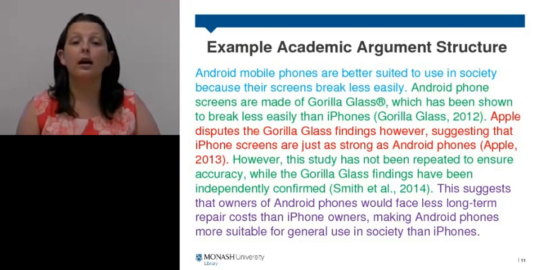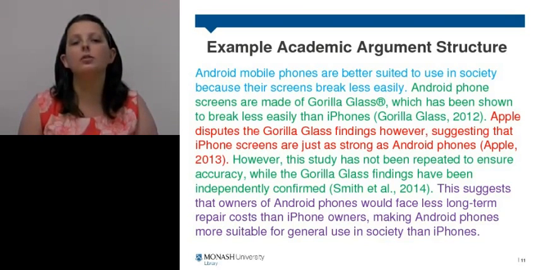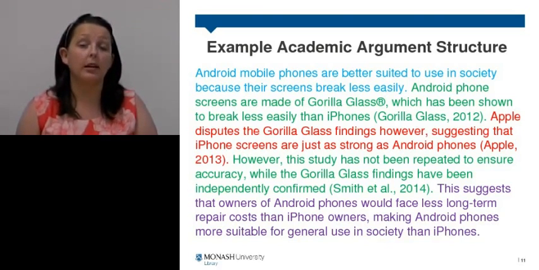Firstly, in blue, I have my thesis statement as I had on the previous page. In green, I've highlighted the sections that indicate positive findings for the Android phone, and in red, I have negative findings for the Android phone, to make my argument. So here I have the Gorilla Glass finding that suggests Android phone screens are better suited and less likely to break. And then someone who disputes this Gorilla Glass finding, in this case Apple, in red. And then I am describing to the reader of this paragraph why I am more likely to believe the green findings than the red findings.